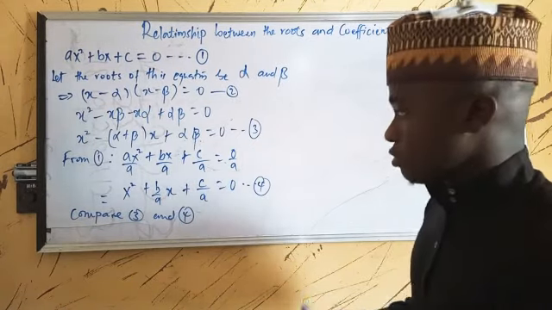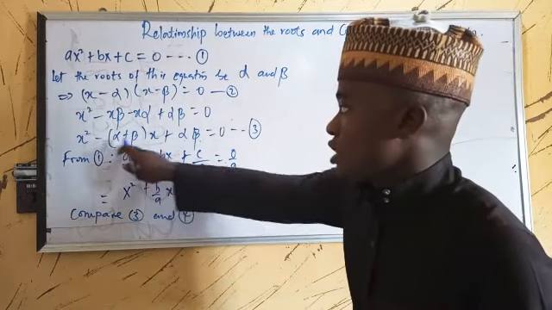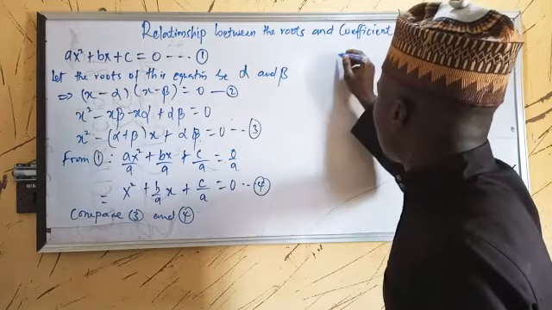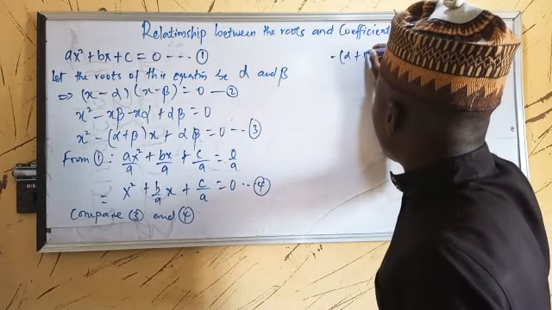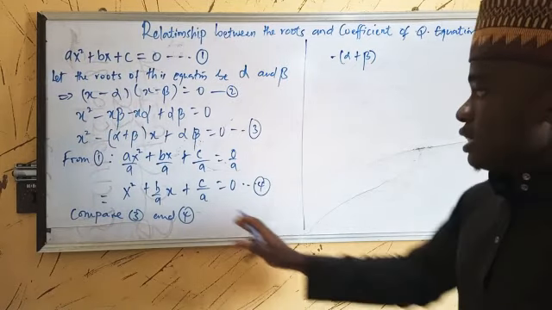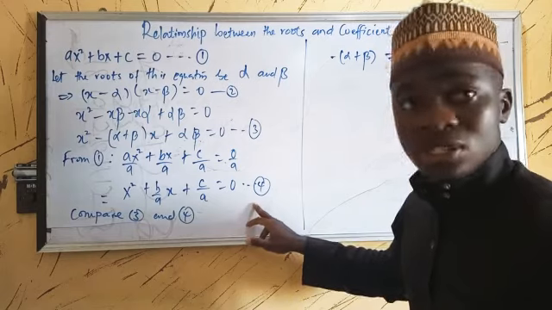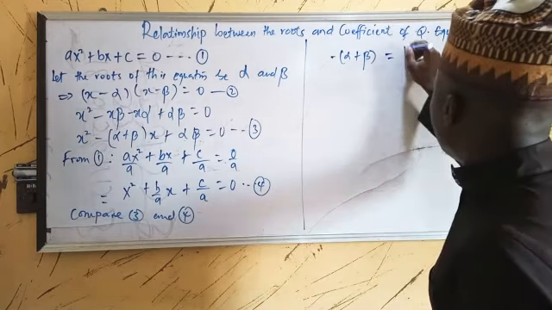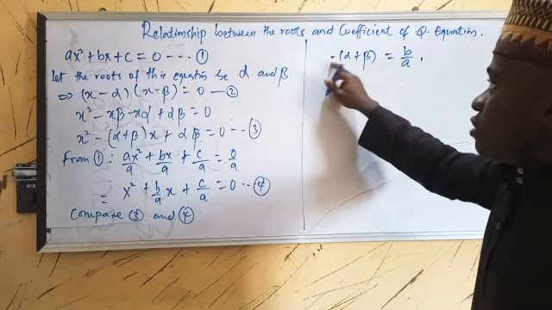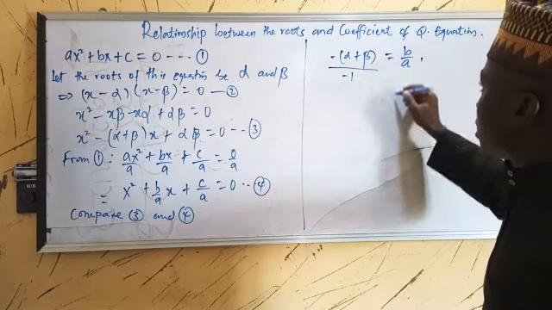If you want to compare the coefficient of x here, you can see that the coefficient of x from 3, we have minus alpha plus beta. Are you getting it? Then equals the coefficient of x here from equation 4, which is b over a. Automatically, if you divide through by minus, understand?